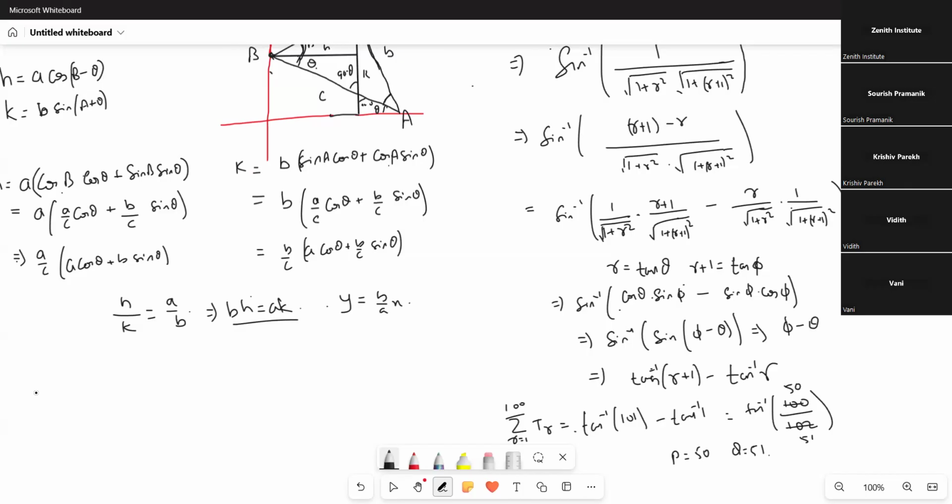In fact, sometimes you can use this as a standard formula, which is sine inverse of x minus y by root over of 1 plus x square into root over of 1 plus y square is tan inverse x minus tan inverse y. It is kind of a standard formula.